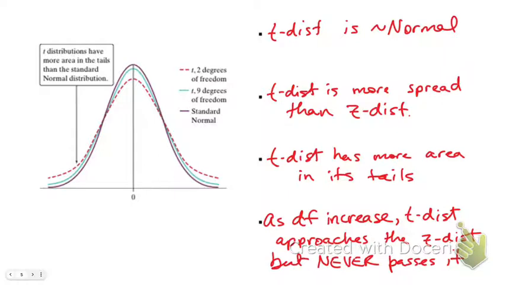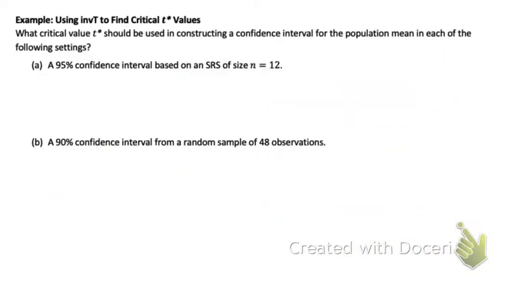Why are we using a t distribution instead of the z distribution that we know and love so much? Because we don't have sigma, the population standard deviation sigma. So we're having two levels of variability going on here. All right, so let's talk about critical values.